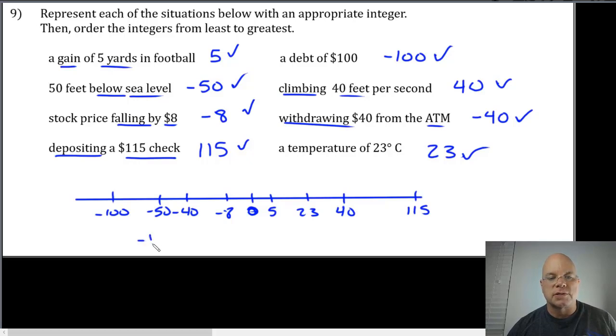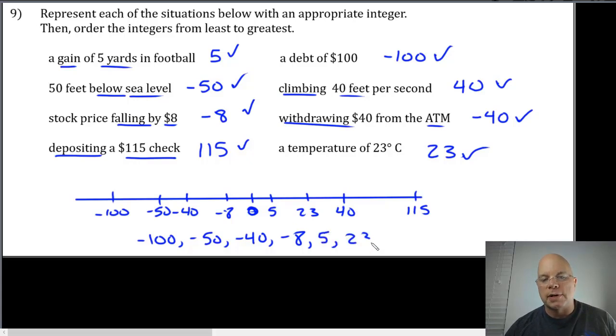So here's my ordered list of integers: negative 100, negative 50, negative 40, negative 8. I'm not going to show 0 because it wasn't one of our integers. It's just used as a reference point. It's the origin on the number line. Next is positive 5, positive 23, positive 40, and lastly positive 115.